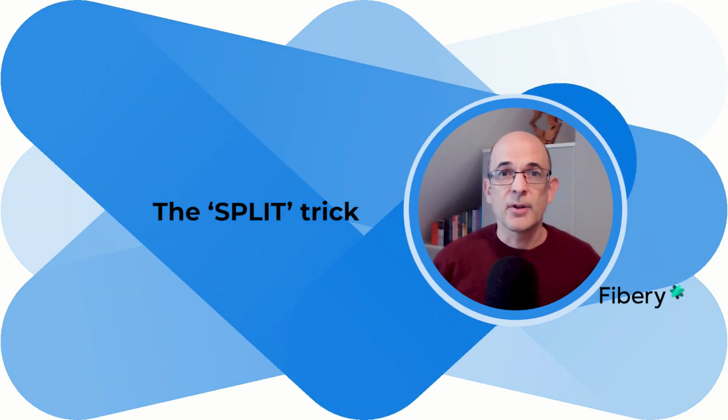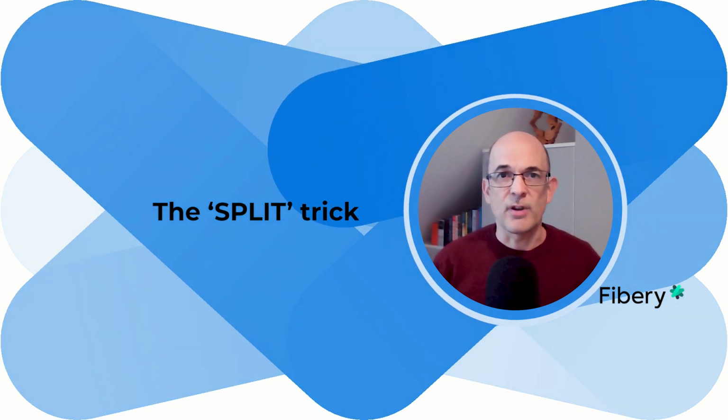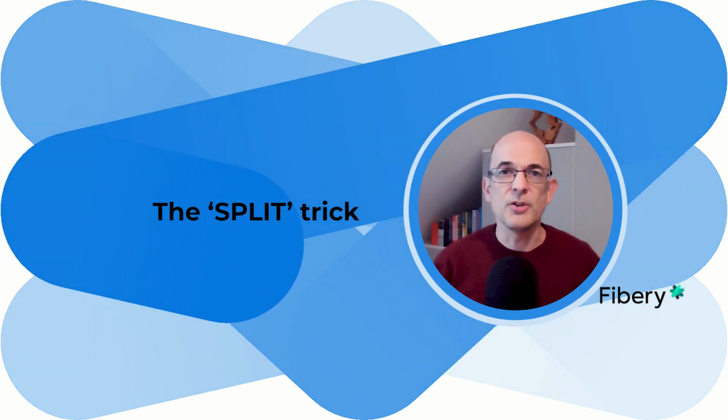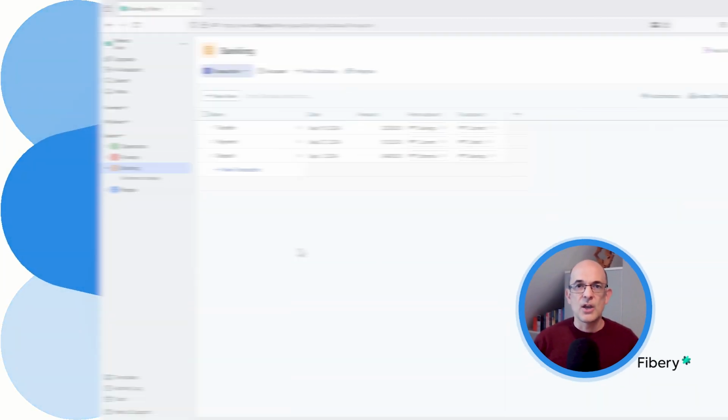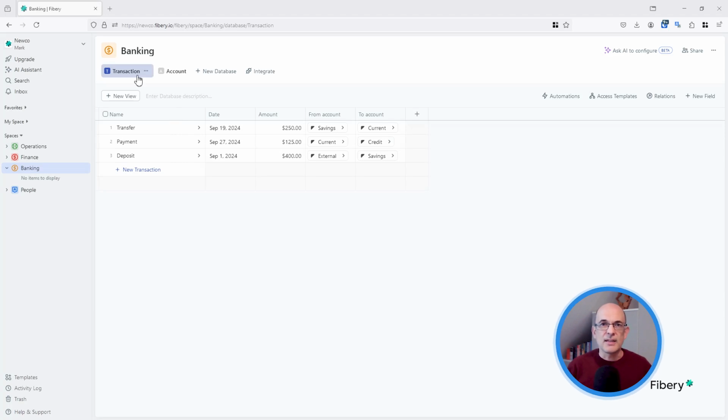In this video, I'm going to talk about something I call the split trick, which is a neat little trick you can use when doing reports. So imagine you have a database of transactions. Each transaction has a date, each transaction has a value, and there's a couple of relations. One relation to an account, which is the source account, and one relation to an account, which is the destination account. So you've got a from account and a to account.